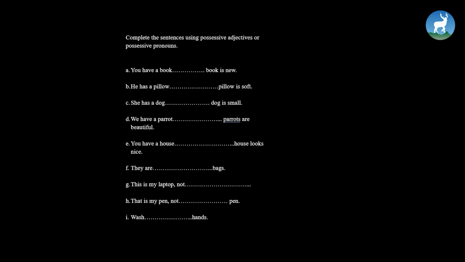So here we are to complete the sentences using possessive adjectives or possessive pronouns. Let's start off. You have a book. Dash book is new. Your book is new. He has a pillow. Dash pillow is soft. His. She has a dog. Dash dog is small. Her.